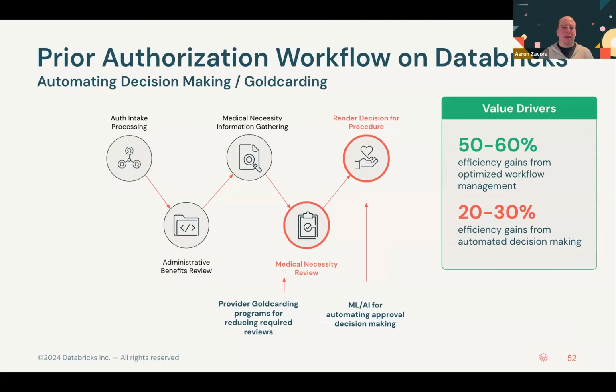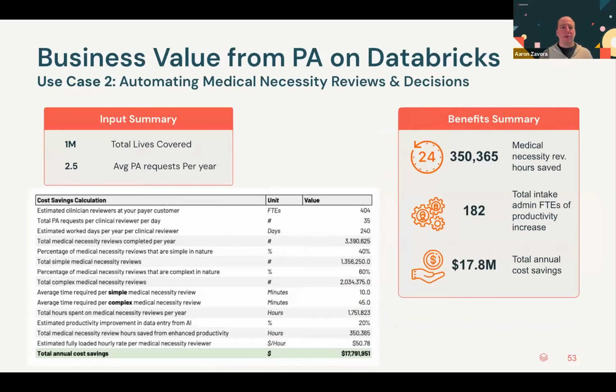When we think about the second value driver of gold carding, specifically around automated decision-making with AI, again we took the same inputs. If you're a 1 million member health plan, average 2.5 requests per year, this is about a $17.8 million savings per year. So if you're a 10 million member health plan, this is about $178 million per year in total savings from this.